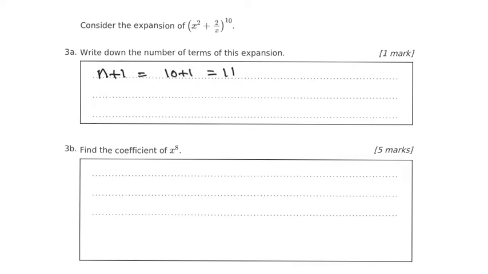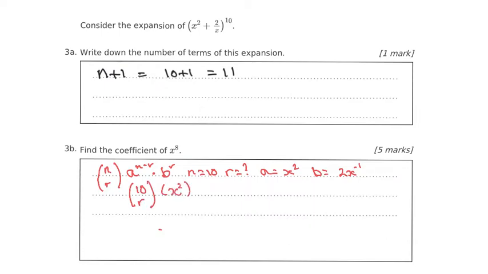3b, find the coefficient of x to the power of 8. So we're going to start with the binomial formula. N choose r, a to the n minus r, b to the r, where n is equal to 10, r is what we've got to find, a is equal to x squared, b is equal to 2x to the minus 1. Put those into the formula. We get 10 choose r times x squared to the power of 10 minus r times 2x to the minus 1 to the power of r. And we know that that must equal some coefficient of x to the power of 8.